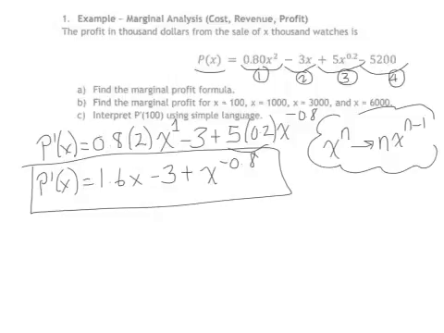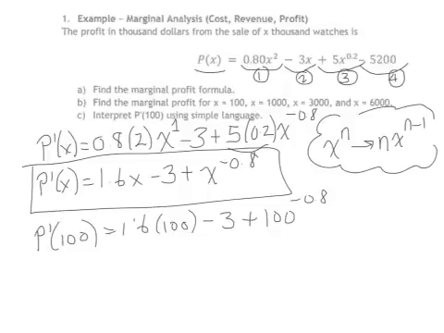Okay, so if we look at part B, it says find the marginal profit for x equals 100, x equals 1,000, x equals 3,000, and x equals 6,000. Okay, so what we do then is we're going to substitute for x equals 100, for example, we're going to substitute 100 for every x variable we have in our marginal profit function. So if we do that, we're going to be writing this, minus 3 plus 100 to the negative 0.8. And when we solve that, we're going to have a value of 157.